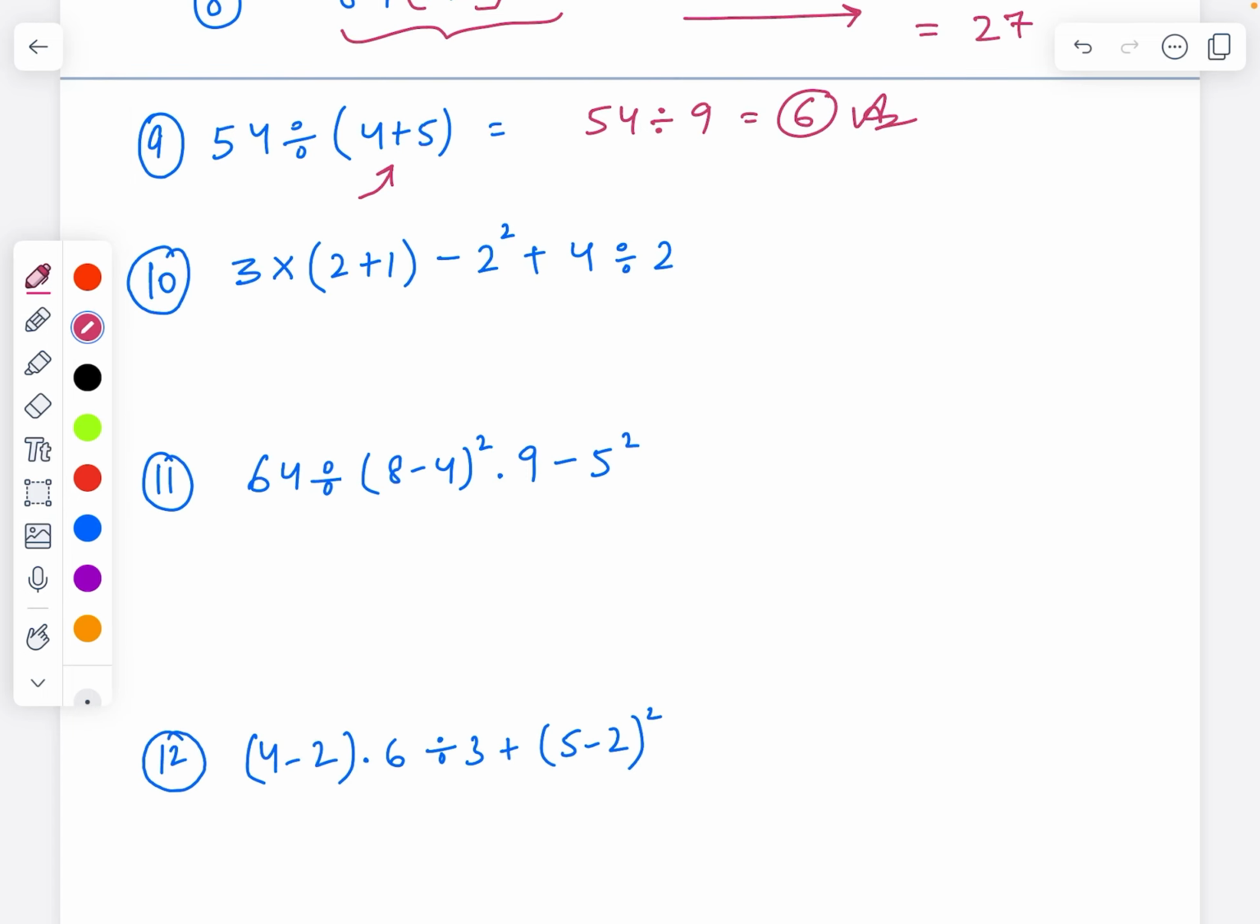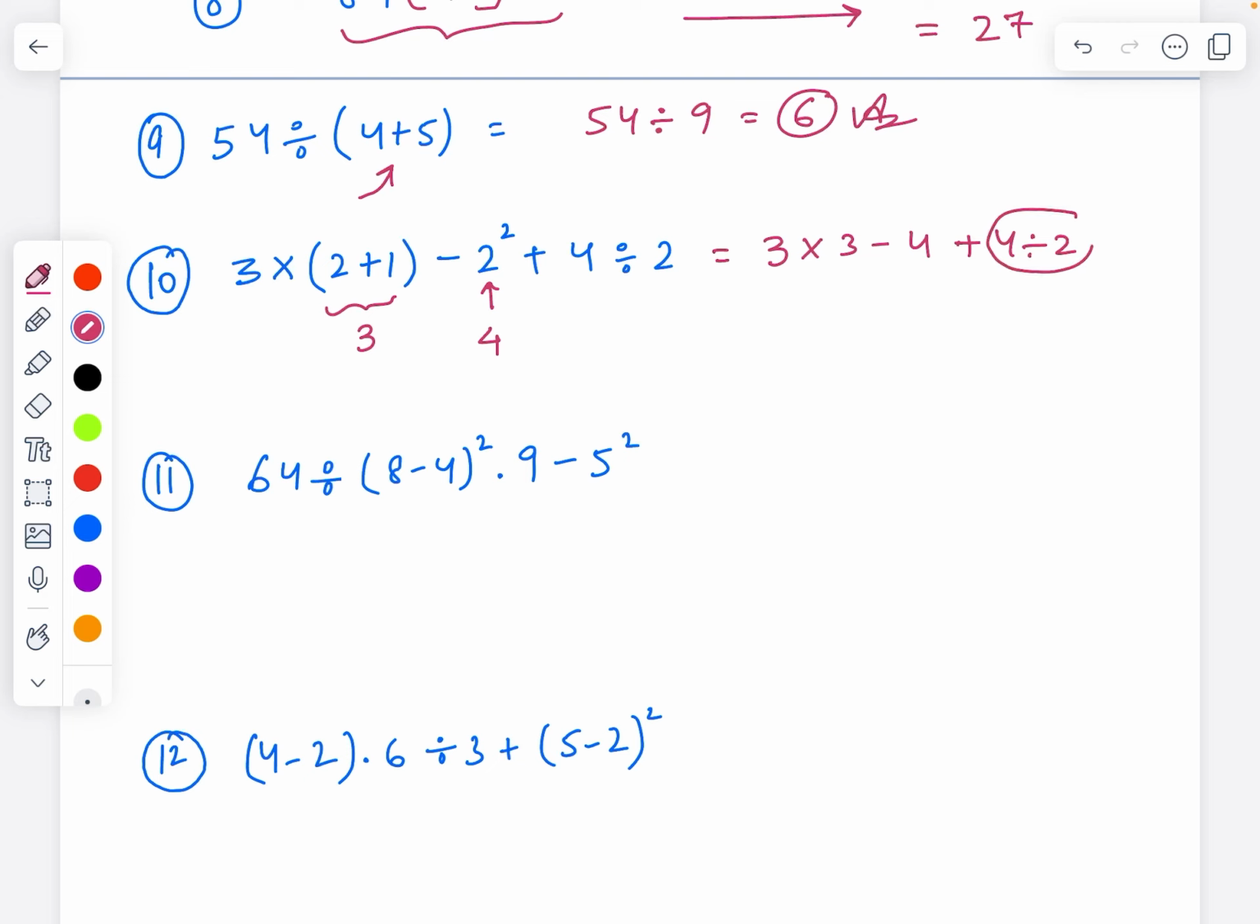Now here is a slightly bigger expression. So have patience. Again, we have got some brackets over here, so we will solve it first. So 3, and then we've got the exponent over here. We'll solve it as 4 and then plus 4 divided by 2. So I'm going to just write the simplified one. 3 times 3 minus 4 plus 4 divided by 2.